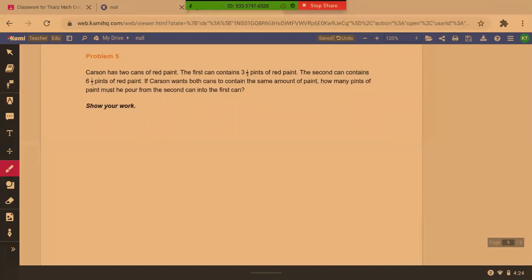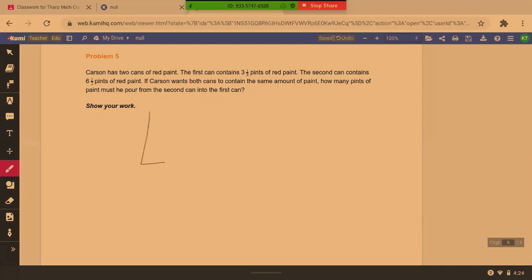All right, problem 5. This problem is amazing because it has adding, it has subtracting, it has division, it has it all. I love this problem. So Carson has 2 cans of red paint. The first can contains 3 1/4 pints of red paint, and the second can contains 6.5 pints of red paint. If Carson wants both cans to contain the same amount of paint, how many pints of paint must be poured from the second can to the first can?